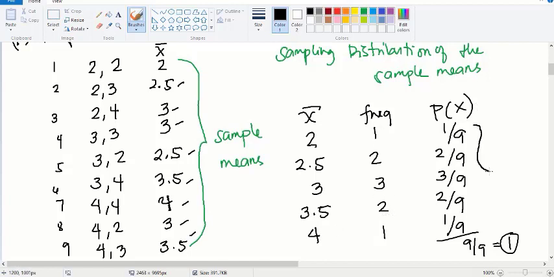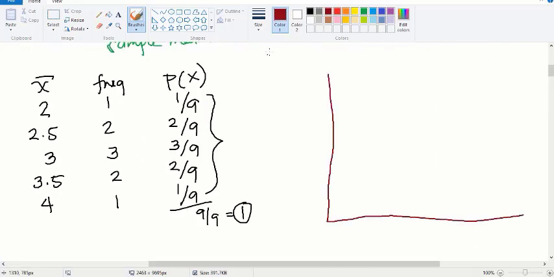This one, kung i-graph mo ito, that is going to be the sampling distribution. Paano i-graph 'yan? Okay, so, nandito sa gilid natin 'yung frequency. And then, nandito 'yung X natin, no? So, ang frequency natin is 1, 2, 3. Dito naman, we have 2. Dito naman, we have 2.5. Dito, we have 3. Then, 3.5. And then, 4. So, ang 2, it's only 1.